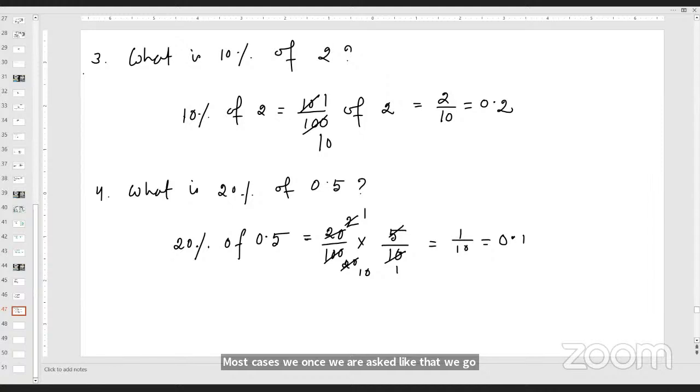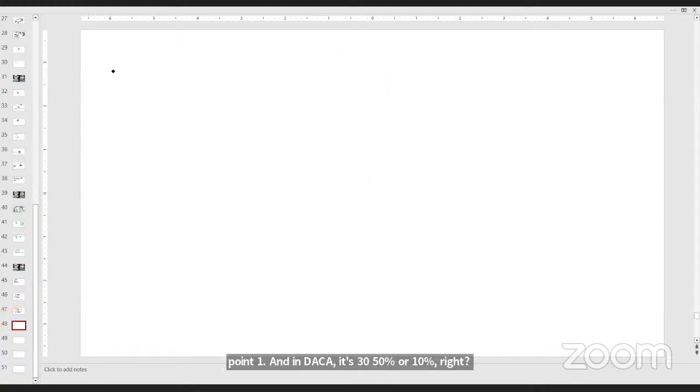I mean, if something costs 0.5 and 20% is offered, then you are going to get 0.1. Like that. Okay, now number 5.